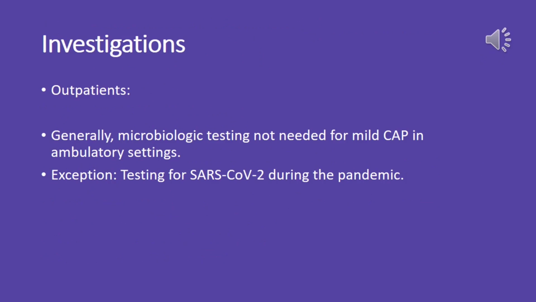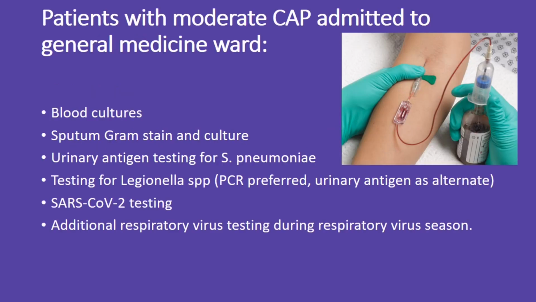Investigations. Outpatients. Generally, microbiologic testing is not needed for mild CAP in ambulatory settings. Exception: testing for SARS-CoV-2 during the pandemic. When it comes to patients with moderate community-acquired pneumonia admitted to the general medicine ward, there's a checklist of tests to ensure thorough assessment and targeted treatment.